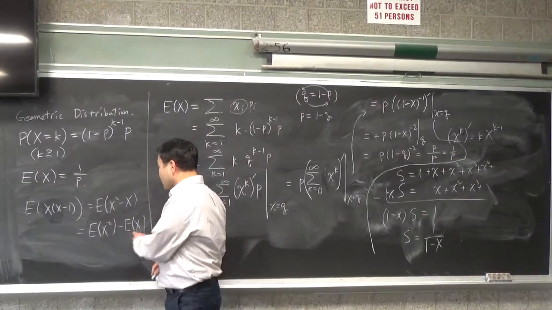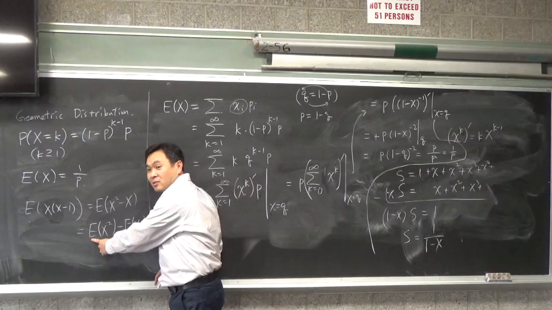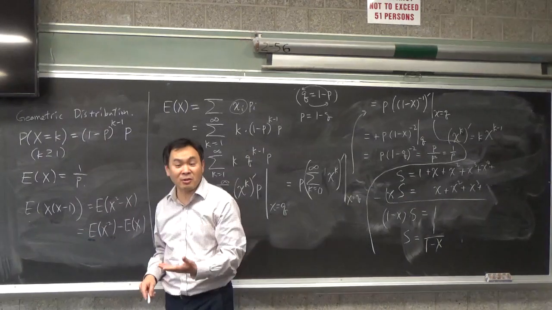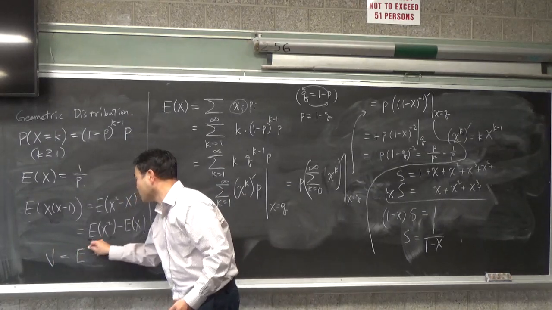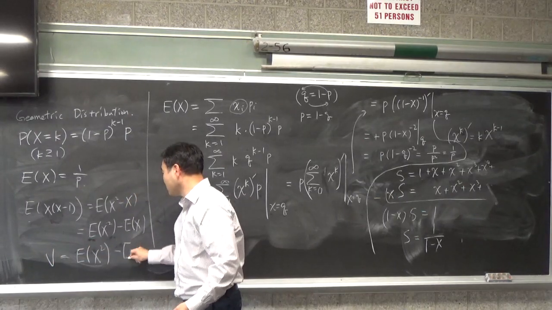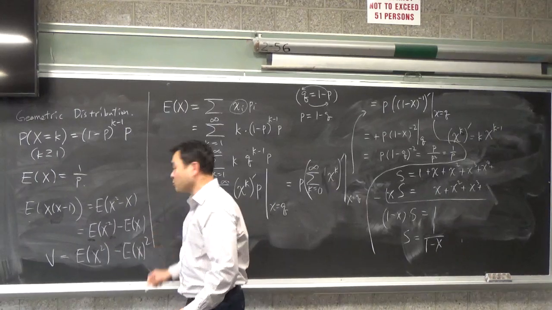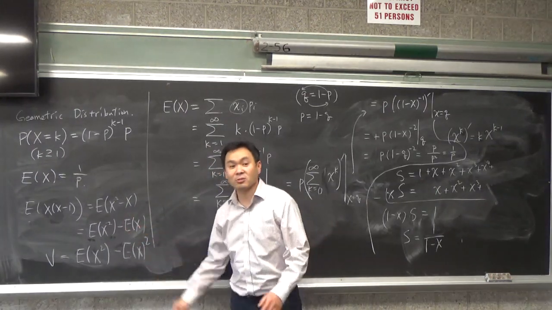So using this, you can recover what this is. If you know what this is, then you can find the variance by using the formula that V is equal to E of X squared minus E of X squared. Okay? So you can use this to figure it out.